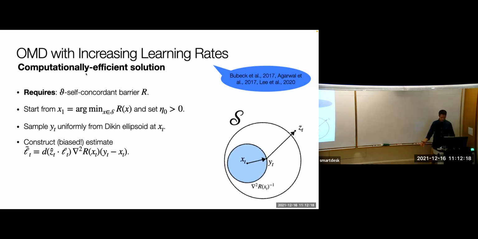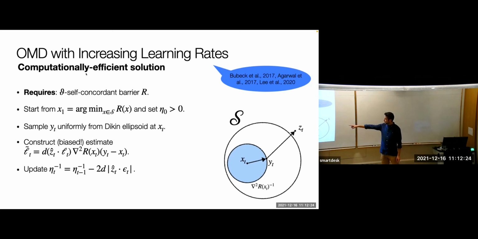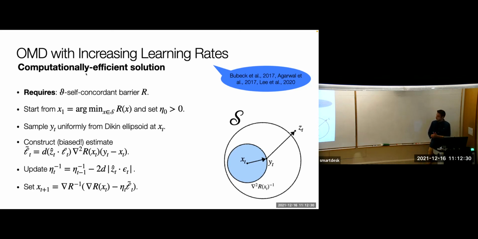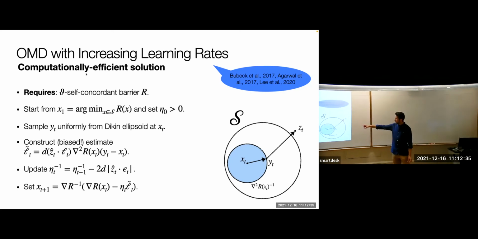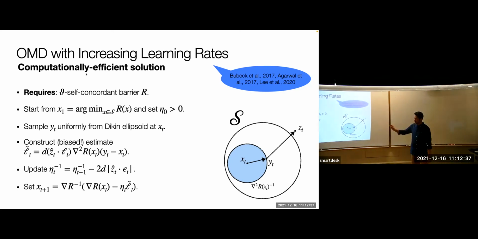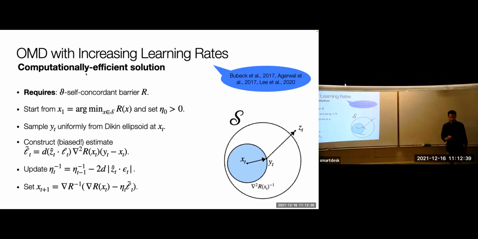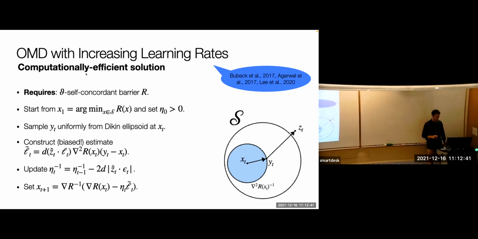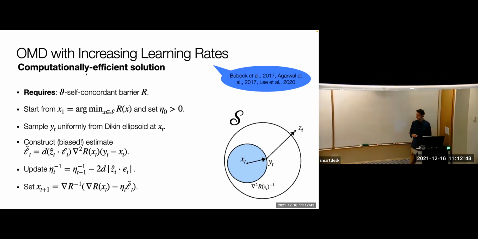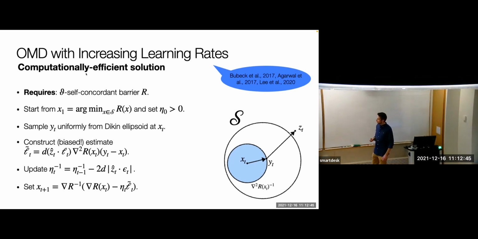But before I use this estimate, I take the learning rate and I increase it slightly. And this increment scales with the shift between Y_T and Z_T. And then I take the mirror descent step with respect to my loss estimate, which is biased, and the slightly higher learning rate that I tuned. This is minus, right, because you want to minimize the loss.